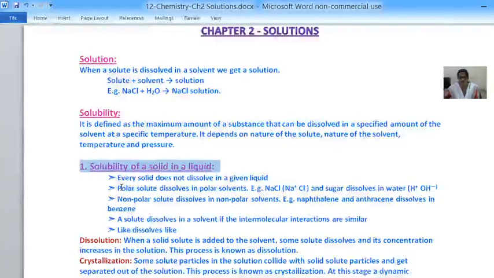It exists as H+ and OH-. Likewise is sugar. Sugar is also polar, so it gets dissolved in water, which is a polar solvent. So polar solutes dissolve in polar solvents.